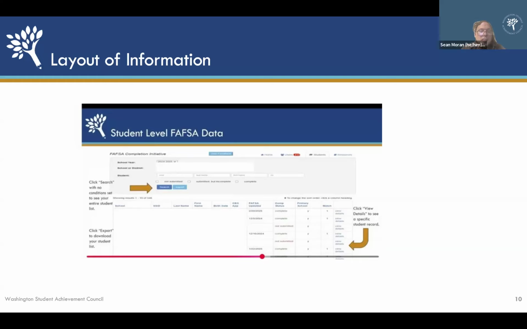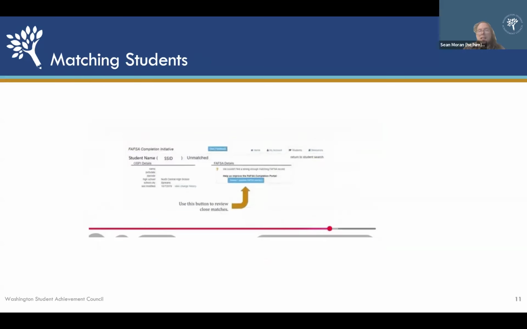If you click on View Details, if a student has completion status of not submitted, but they have a match of 1, that means there's a potential match, but it's not clear if they are a match. And so by clicking on that View Details, you can go in and you can review the match and see, is this someone who should be matched? This often happens, especially when the school record name does not match the legal name.